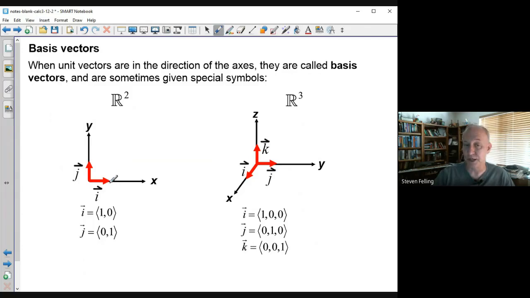So in 2 dimensions, that means that the i vector would travel 1 in the x direction and none in the y direction, so it'd be 1 comma 0. j would be 0 comma 1, right? In 3-dimensional space, i is 1 in the x direction, 0 for both y and z. j is 0, 1, 0, and k is 0, 0, 1, right?